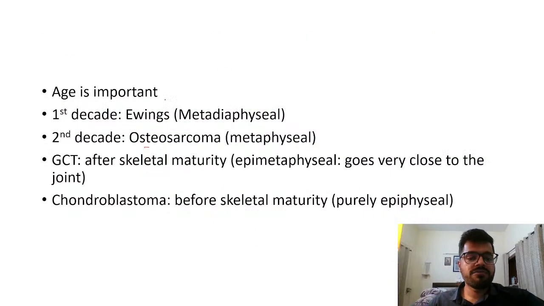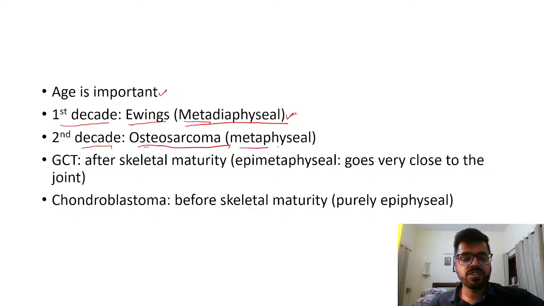Age is an important factor in determining the tumor. For example, the tumor of first decade is Ewing's. It is metadiaphyseal. It is not purely diaphyseal, it is metadiaphyseal. It arises from the metaphysis and goes to the diaphysis. So it is a metadiaphyseal tumor. Second decade tumor is osteosarcoma, which is purely metaphyseal.